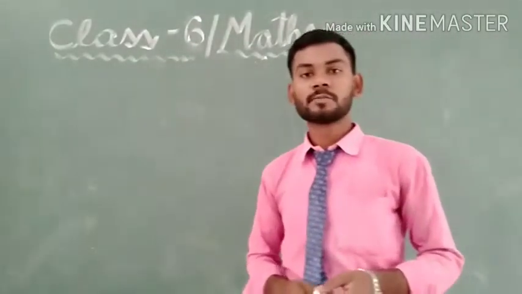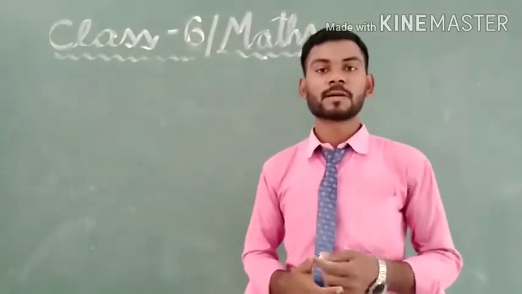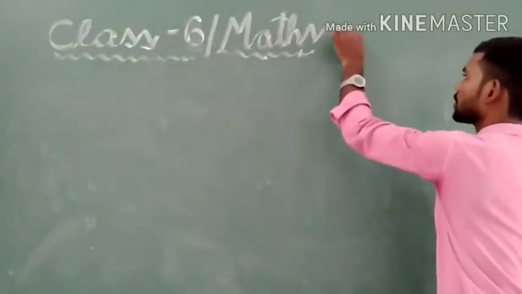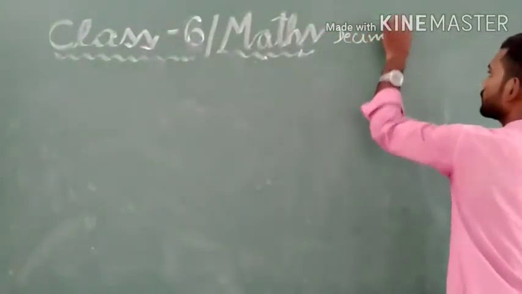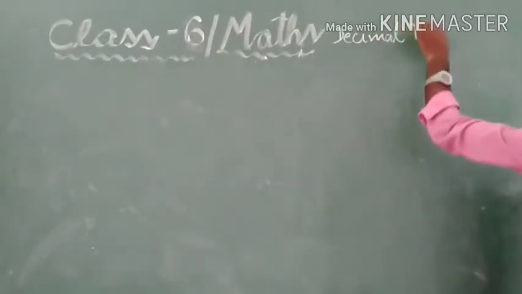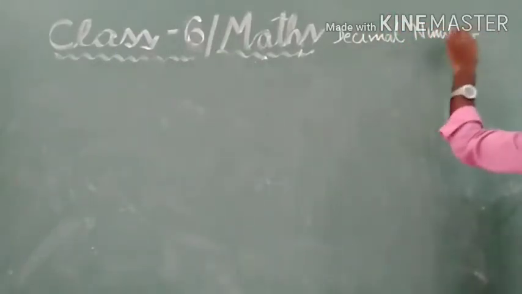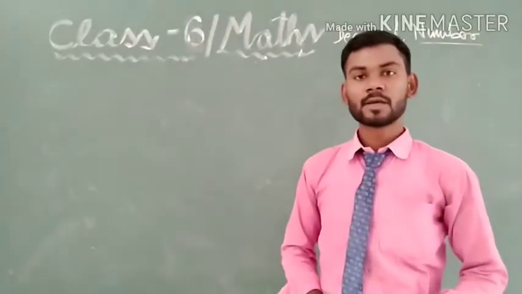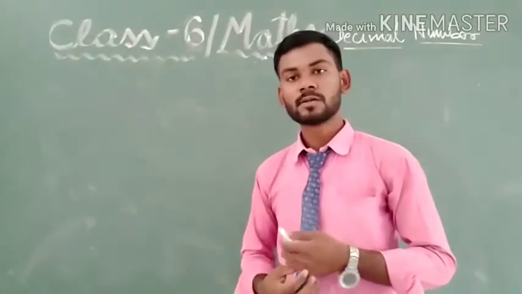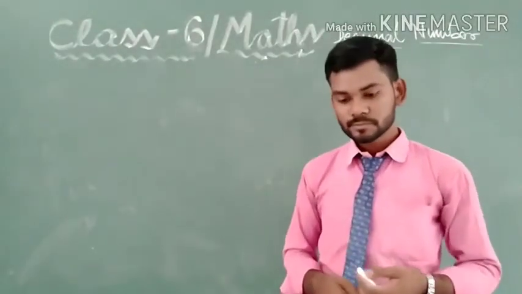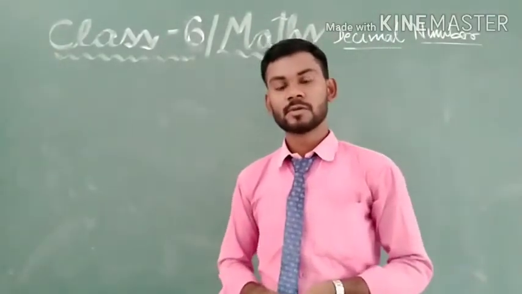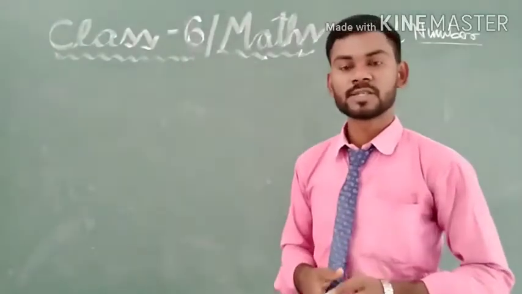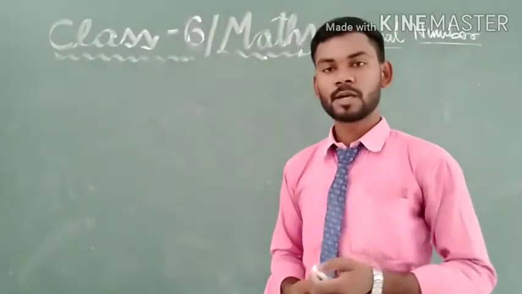Let us discuss some more topics which are based on decimal numbers. In this chapter, we have already discussed what a decimal number is and how we find its place value. Today we shall discuss the representation of decimal numbers on the number line.